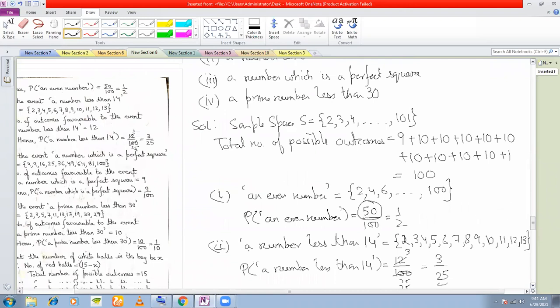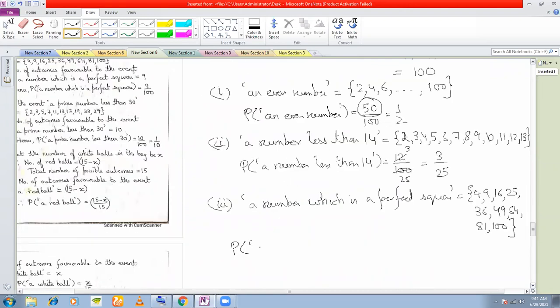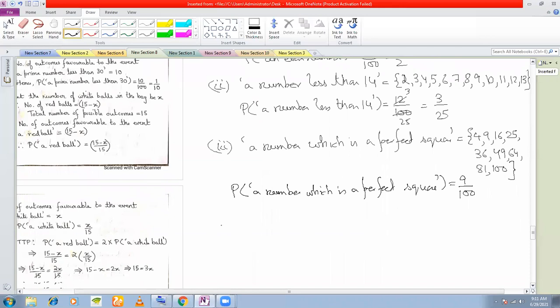So how many numbers are there? Now there are 9 numbers. So the probability of a number which is a perfect square is equal to 9 by 100. Yes, that's your fourth one.